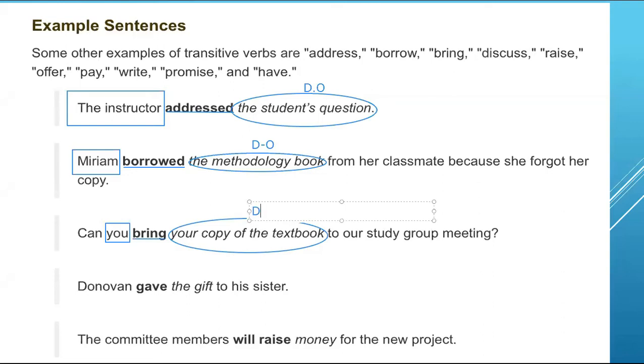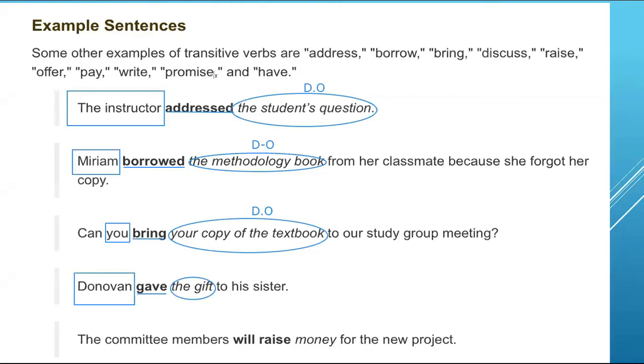Number four. Subject. Donovan. Verb. Gave. And do we have a direct object? What Donovan gave? Yes. That is. Exactly. That is.